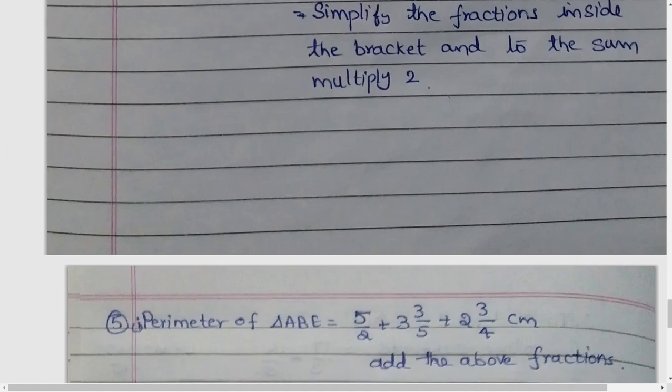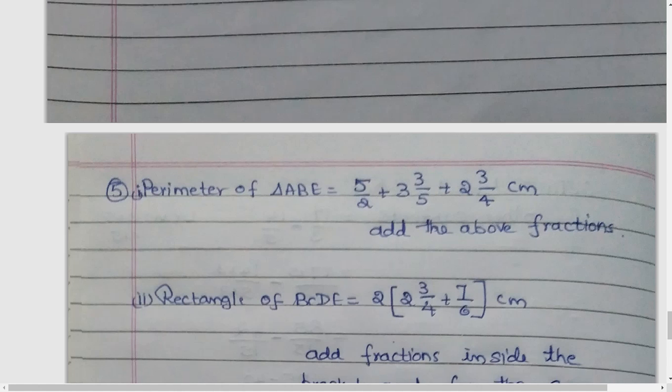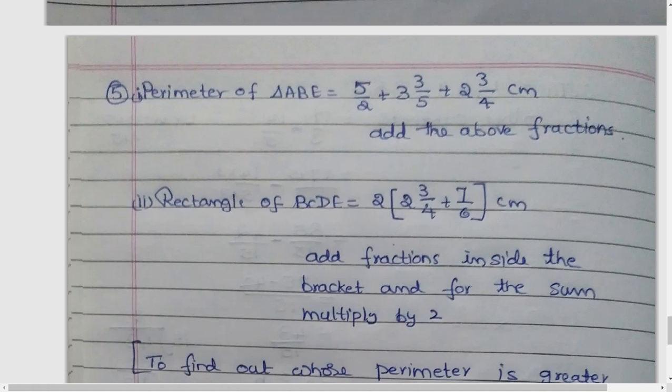See, I have given hints. The perimeter of triangle ABE is the sum of the 3 side lengths. First convert them into improper fractions, then take the LCM, equate the denominators and add. Then the perimeter of rectangle BCDE, which I left out here by mistake, is 2 into (2 3/4 plus 7/6). First convert into improper fractions, then equate the denominators and add, then multiply by 2.